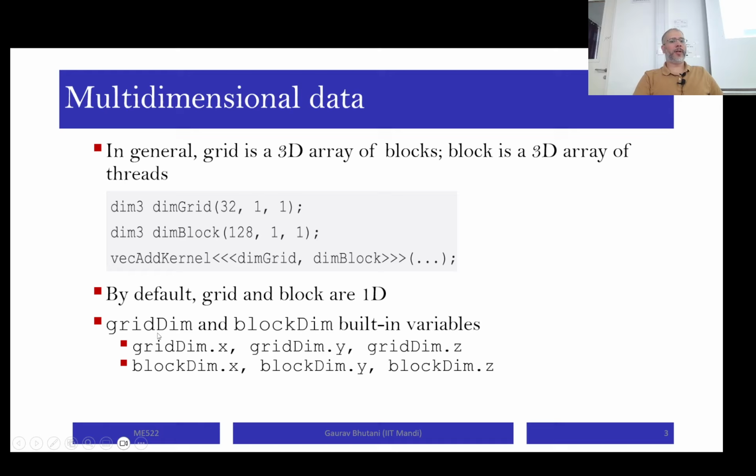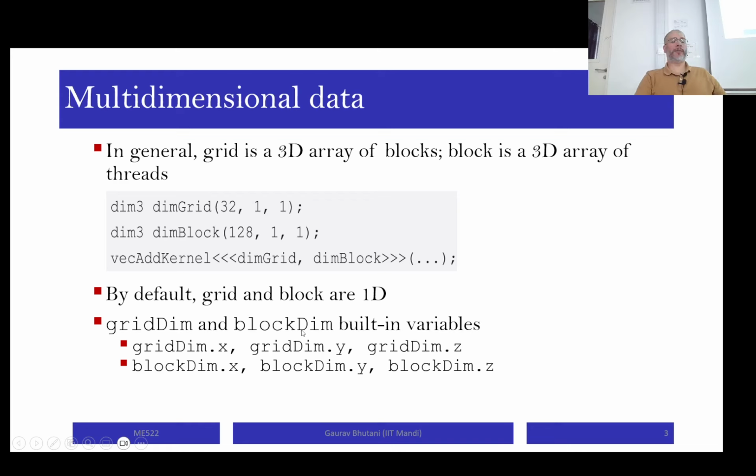There are variables called grid dimension and block dimension, which are built-in variables. Once you define your dim grid and dim block for a kernel, then inside the kernel function, if you want to use the values of these, for example 32 and 128, you can extract them by using these gridDim and blockDim built-in variables.